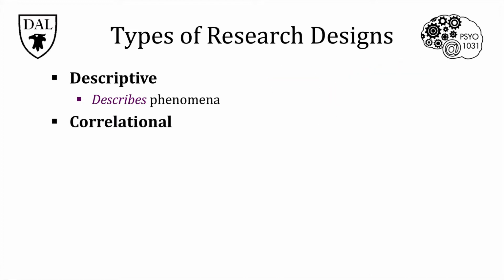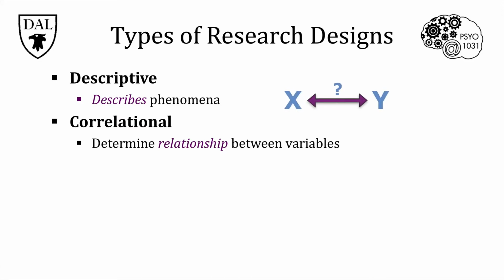The next type of research design is what's known as correlational research. Correlational research involves looking at the relationship between variables. For instance, how is X related to Y? When one goes up, does the other also go up?